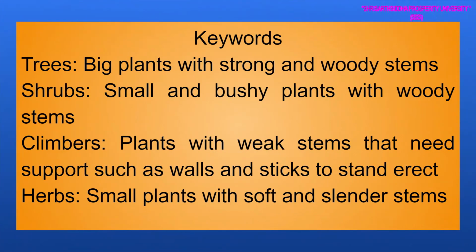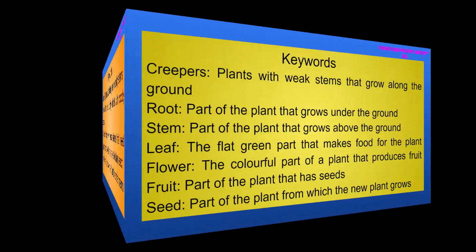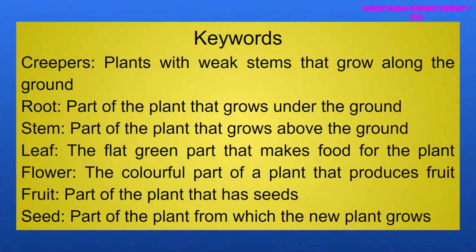Keywords: trees, big plants with strong and woody stems. Shrubs, small and bushy plants with woody stems. Climbers, plants with weak stems that need support, such as walls and sticks, to stand erect. Herbs, small plants with soft and slender stems. Creepers, plants with weak stems that grow along the ground.